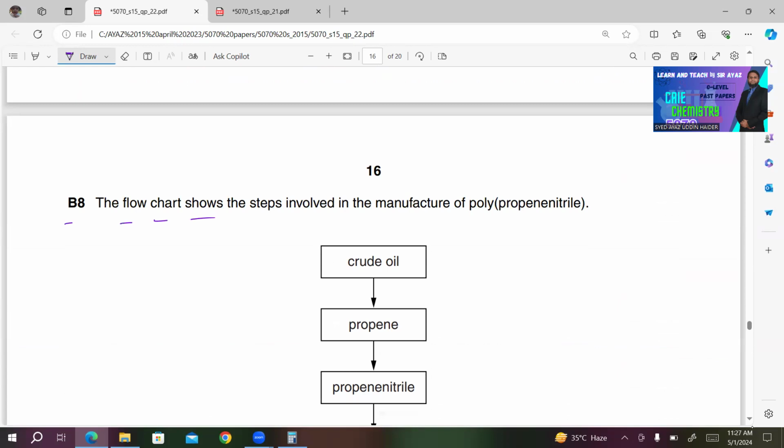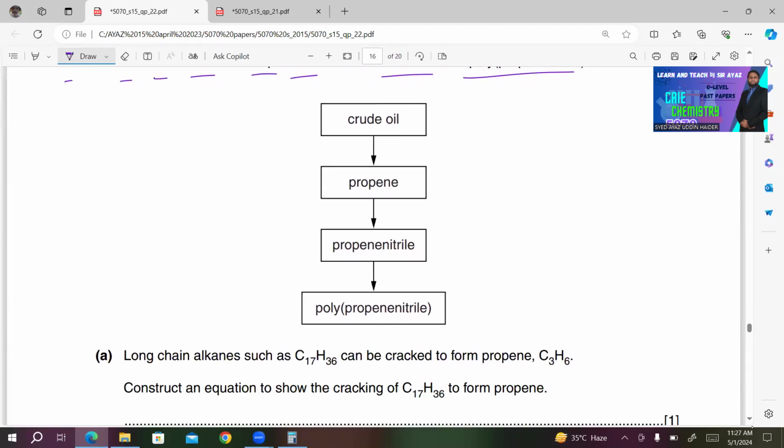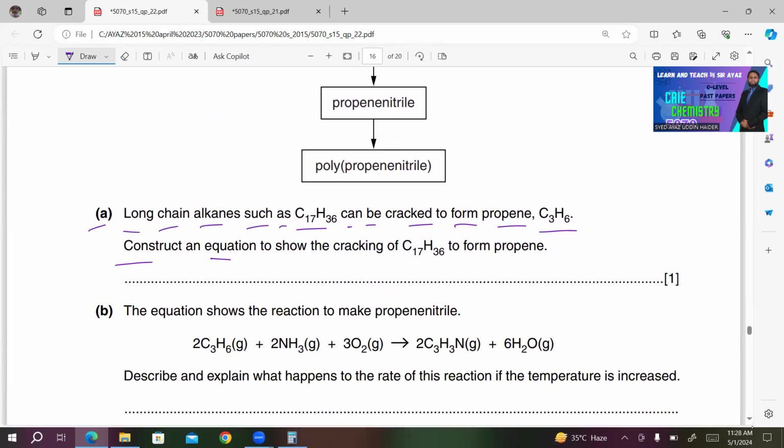B8. The flow chart shows the steps involved in the manufacture of polypropene nitrile. We have crude oil, making propene, and from propene, we have propene nitrile, then we have polypropene nitrile. A. Long chain alkanes such as C17H36 can be cracked to form propene C3H6. Construct an equation to show the cracking of C17H36 to form propene.